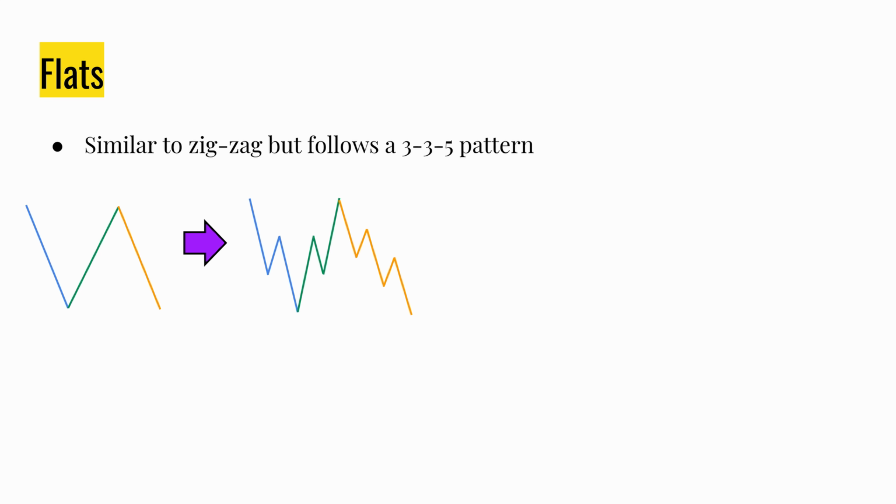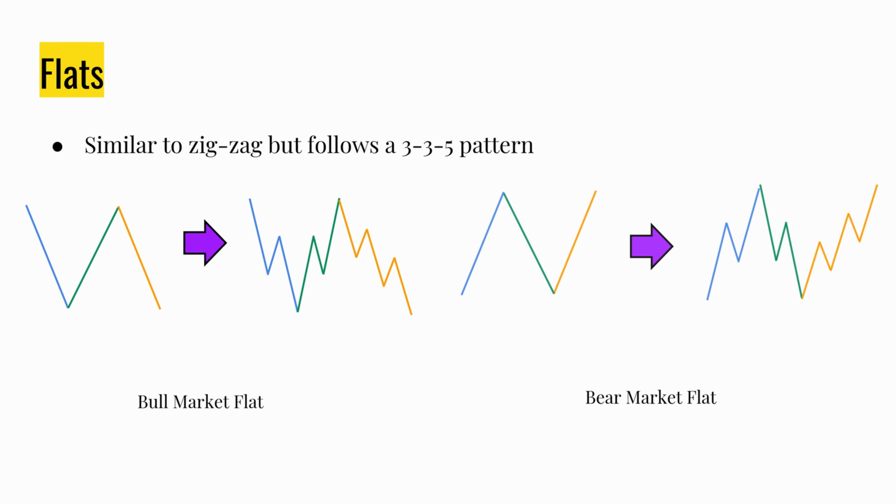This formation is called a bull market flat. Once again, the opposite is called a bear market flat. It looks like this, and we use the same idea that even though the blue section is rising in a downtrend, there are only 3 subdivisions, but the buying pressure is pretty weak. This means that the bearish sentiment is still strong.